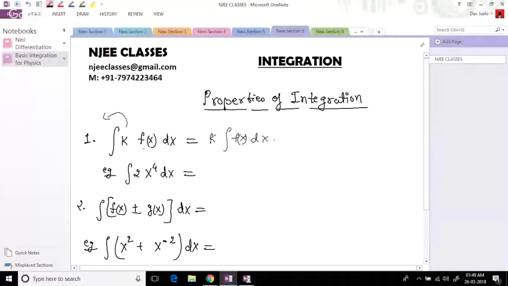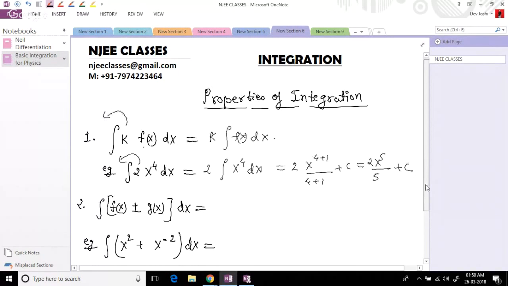So here an example: the integral of 2 times x to the power 4 dx. The 2 will not be integrated, so 2 comes out, and we have only the integration of x to the power 4 dx. So it is equal to 2 times, again we can apply the same formula, x to the power 4 plus 1 upon 4 plus 1, plus c. So it is equal to 2x to the power 5 upon 5 plus c. That will be your final answer. Correct?